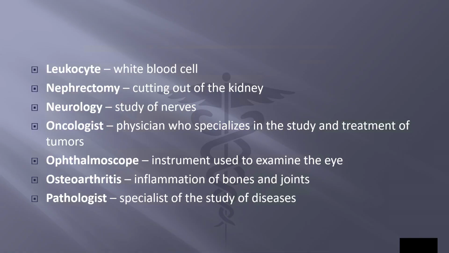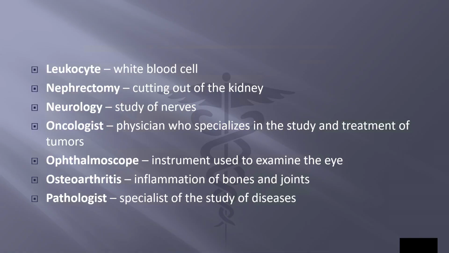Onco means tumor or cancerous. Our medical term, we have oncologist. An ist means a specialist. So an oncologist is going to be a physician who specializes in the study and treatment of tumors.